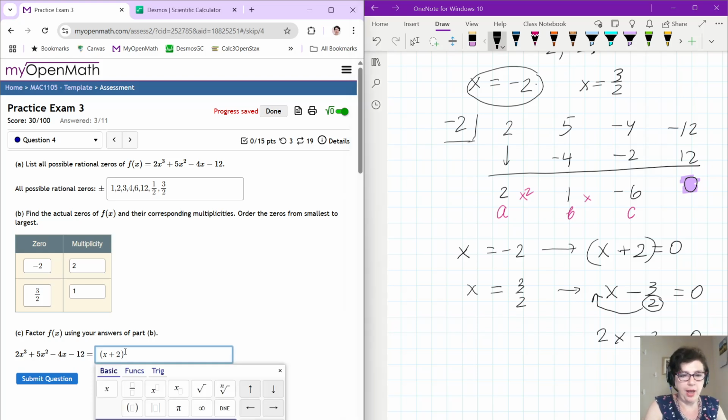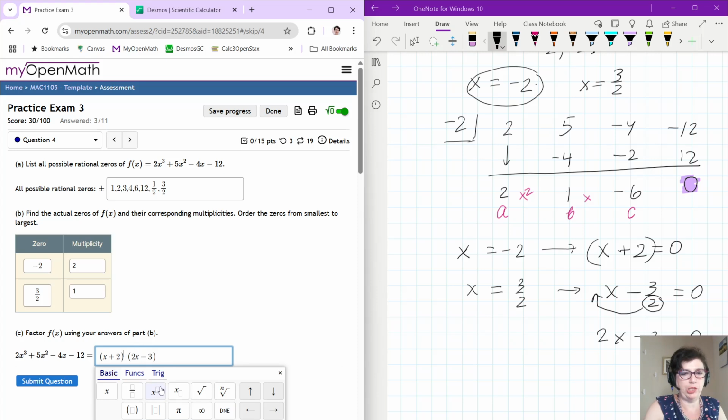So the 3/2 actually corresponds to the 2x minus 3 factor. And which one has the highest multiplicity? -2, right? So this one is supposed to be raised to the power 2, and 2x minus 3 will just be power 1, because that has multiplicity 1.